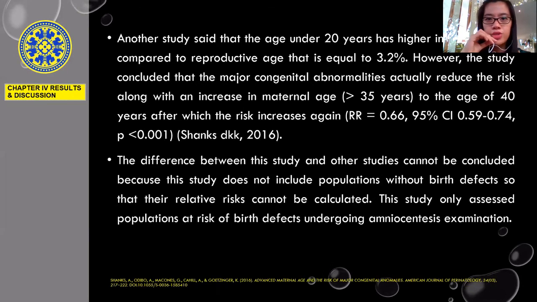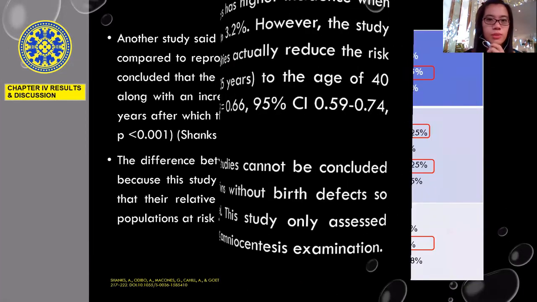Another study said that the age under 20 years has higher incidence when compared to reproductive age, that is equal to 3.2%. However, the study concluded that the major congenital abnormality actually reduced the risk along with an increase in maternal age to the age of 40 years, after which the risk increases again. The difference between this study and other studies cannot be concluded because the study does not include population without birth defects, so that their relative risk cannot be calculated. The study only assessed population at risk of birth defects undergoing amniocentesis examination.